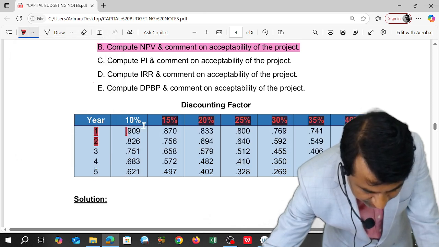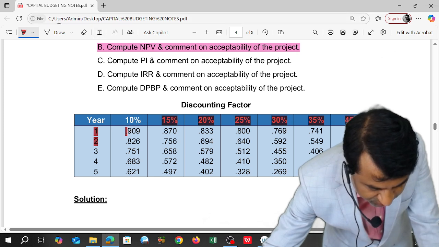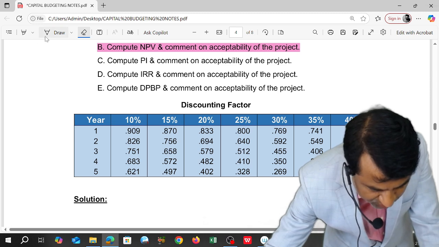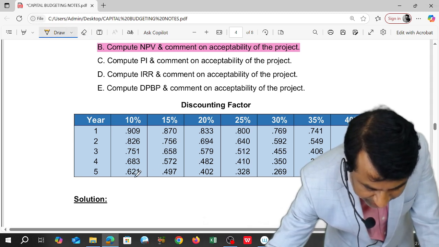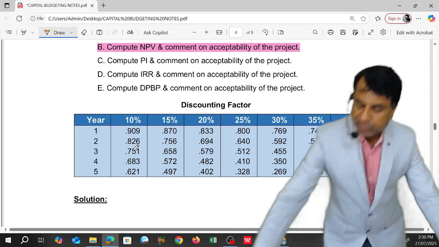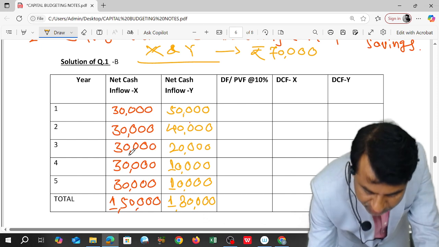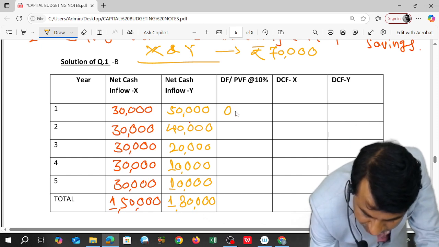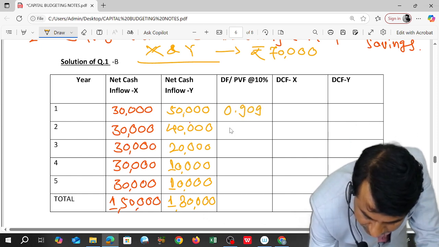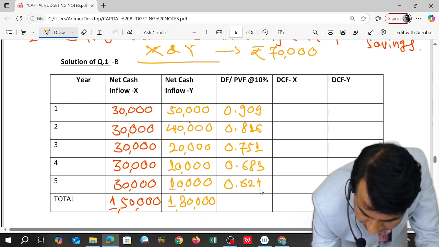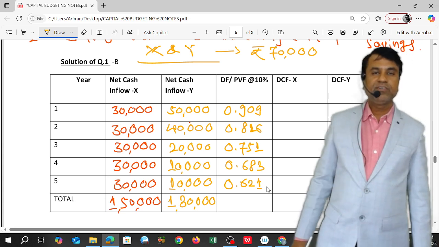We need not click everything. That is not required, so let's clear it. Just remember, students, we are using this 10% only as of now, because 10% is the cost of capital. So let's use it for calculating the present value of future cash inflows. First it is 0.909, second it is 0.826, third 0.751, fourth 0.683, and last is 0.621. So these are the discounting factors which are given here.